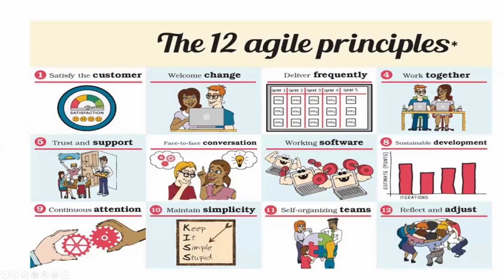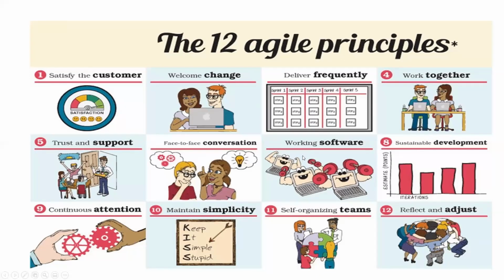This is another pictorial representation of the 12 principles. The customer is satisfied, so the plan is always green. Welcome change. When I tell you that you have to stop and add more, you have to be smiling. Frequent delivery. There is sprint 1, I've done 3, then 2, 3, 4, 5. Every sprint I'm delivering 3 stories. Working together, you are collaborating, trust and support, face-to-face conversation. Face-to-face talk is always very applicable.